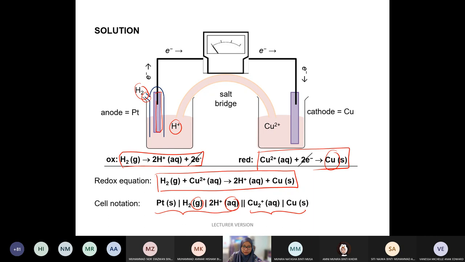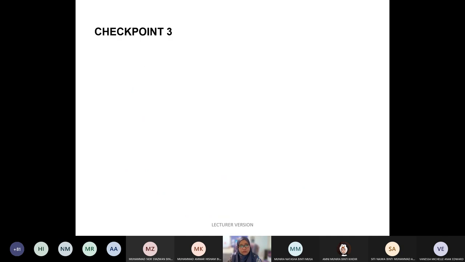Do I need to put the coefficients, madam? No need. Okay? If you put them it's fine, but just to let you know, it is not necessary to add the coefficients from the redox equation into the cell notation. What is needed are the species involved in the oxidation and reduction. Okay? Right. Checkpoint 3.